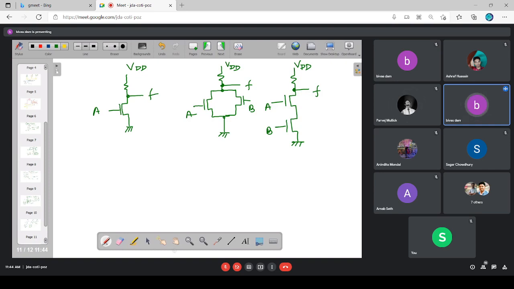So if A is 0, F is 1. If A is 1, F will be 0, because the transistor is on. So this logic 0 potential is available at the output. So this is nothing but your A bar. Tell me what will be F here and F here.